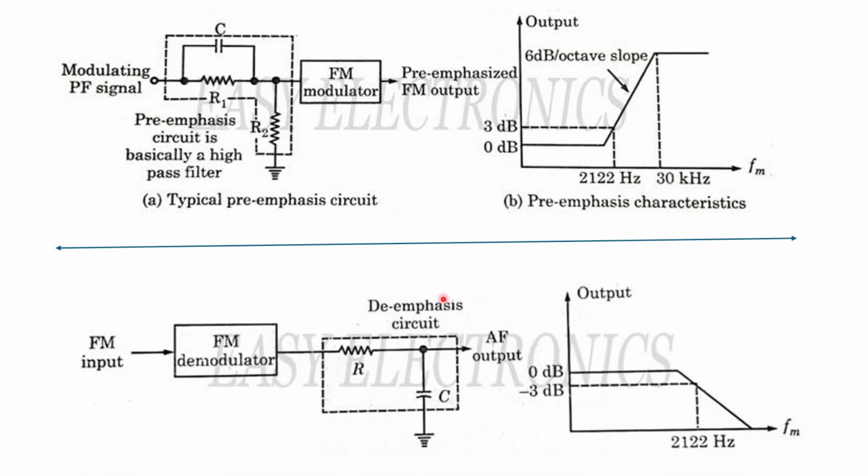Similarly, this is your de-emphasis circuit, which is almost similar to a low pass filter. So the input is the recovered signal after demodulation, and then we use this de-emphasis circuit, a low pass filter. Whatever signal you want to recover must be lower than 2122 hertz, right? If it is higher than that, you may not be able to receive the message.